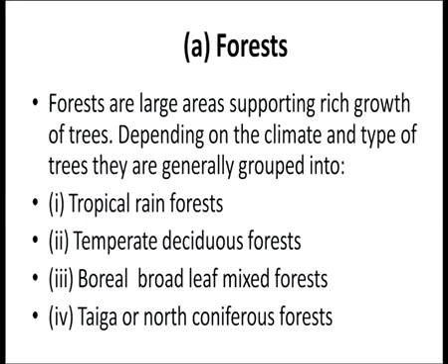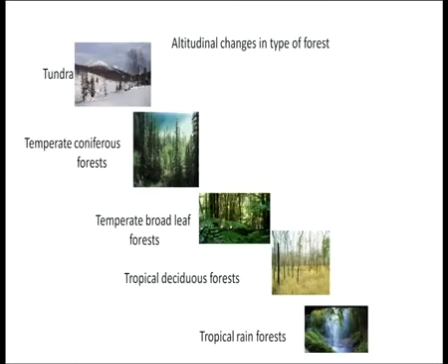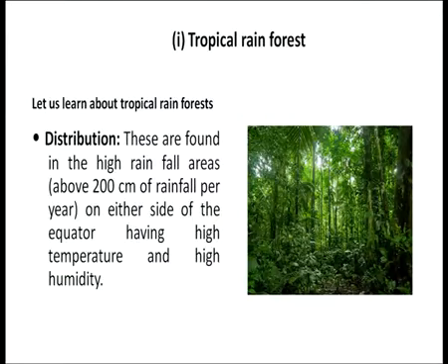The forests are large areas supporting rich growth of trees depending on the climate and the type of the trees. They are generally grouped into the tropical rainforests, temperate deciduous forests, boreal broadleaf mixed forests, taiga or the north coniferous forests. This figure is showing the altitudinal and latitudinal variation in the distribution of the forests. As explained in the previous diagram, this figure also represents a change from the tropical rainforest towards the alpine and the polar tundra forests. Now, first of all, let us discuss the tropical rainforest.